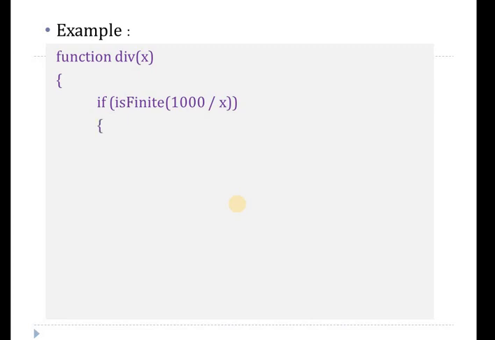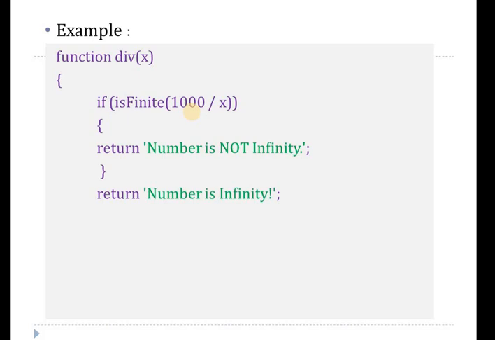Now in this function, the first statement is an if statement. In the if statement, as the argument I have passed the isFinite function with one argument, that is 100 divided by x, where x is the parameter of this function. Now if this function returns true, then it returns number is not infinity. Otherwise it will return number is infinity. This function is complete, and now we are calling it: console.log division, and in the argument we are passing 0.